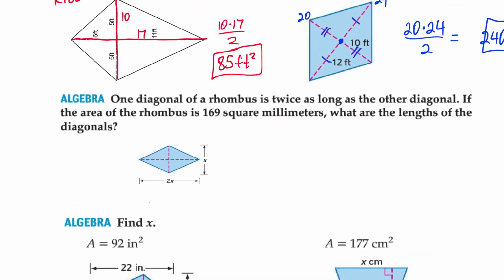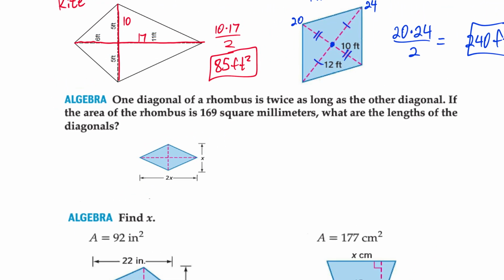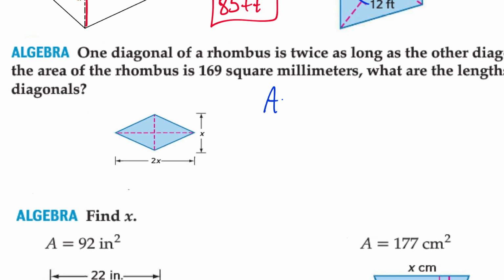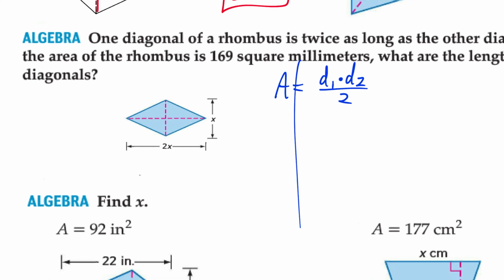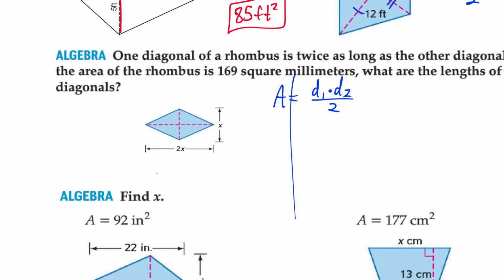Okay, one more. It says one diagonal of a rhombus is twice as long as the other. Okay, and they already have it represented down here for us. If the area of the rhombus is 169 square millimeters, what are the lengths of the diagonals? Okay, so remember area is diagonal 1 times diagonal 2 divided by 2. That's the formula. So now what's going on is I know the area and I'm looking for these over here. Okay, so the area is 169.